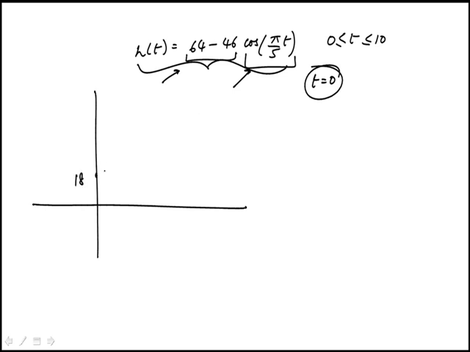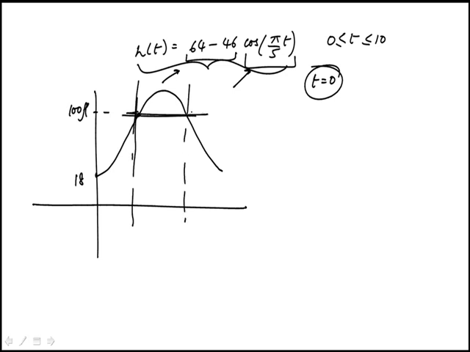It's 18. And then as t goes up, the cosine function is going to go through a maximum and then come down. So what they're looking for is how many minutes the passenger is at least 100 feet above the ground. So 100 feet, let's say, is at this point. So we want to look at this time frame where it's above 100 feet.